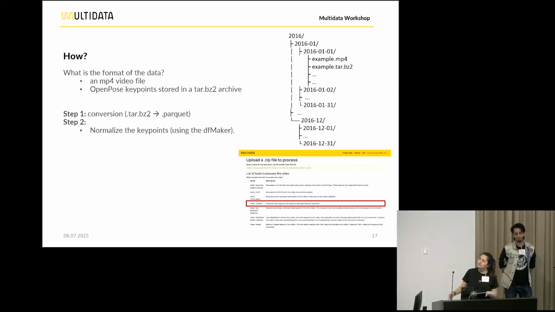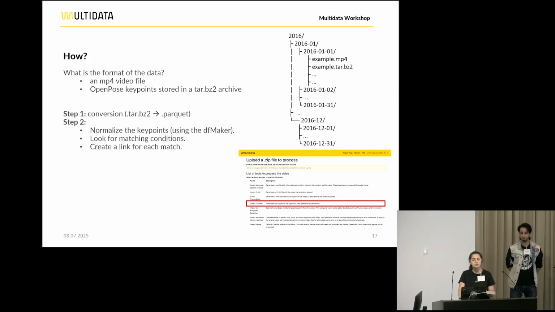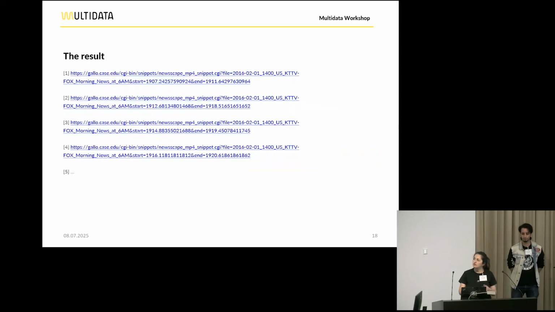So we would normalize the key points using the DF maker tool that is offered by the multidata pipeline. And then we'll look for matching conditions, and if a match is found, we will create a link to this video snippet. So in the end, we expect to find a huge, hopefully, list of matches, so links that point towards certain parts in the video with the starting and the ending timestamps to a certain snippet where we expect to find the gesture in question. Back to you.